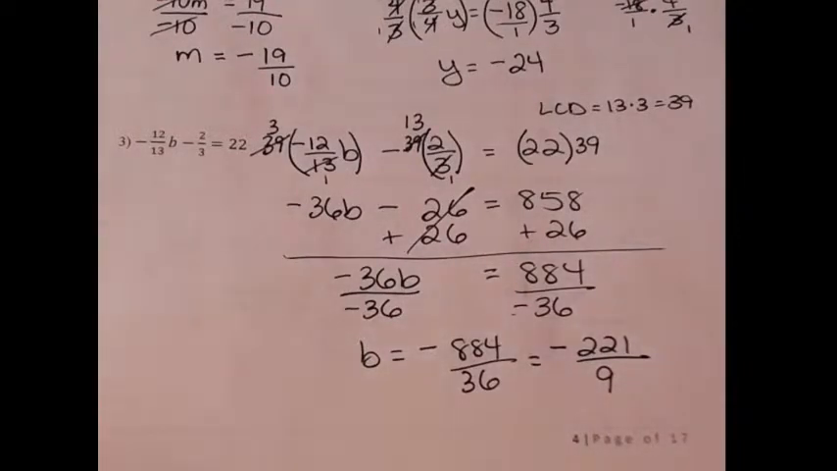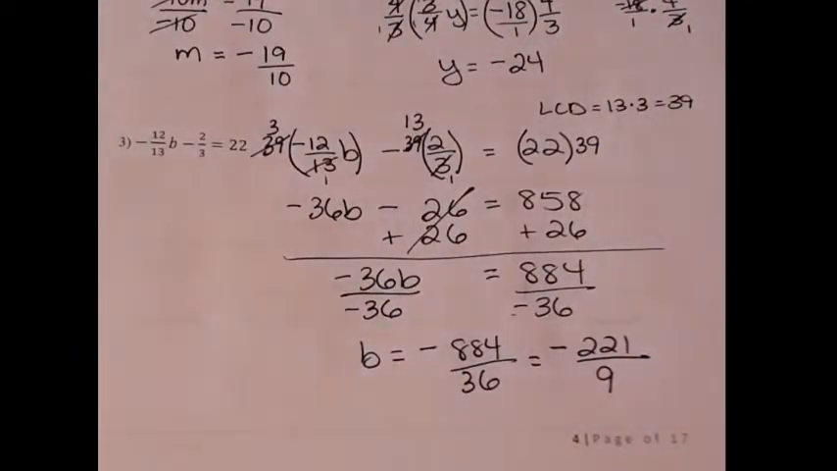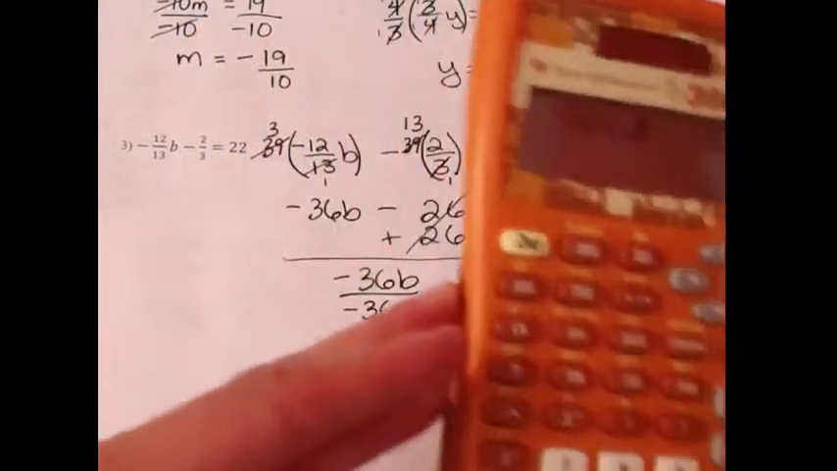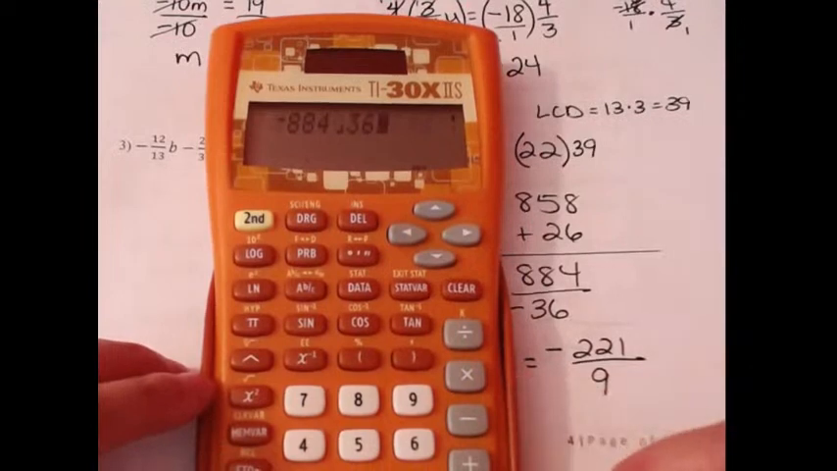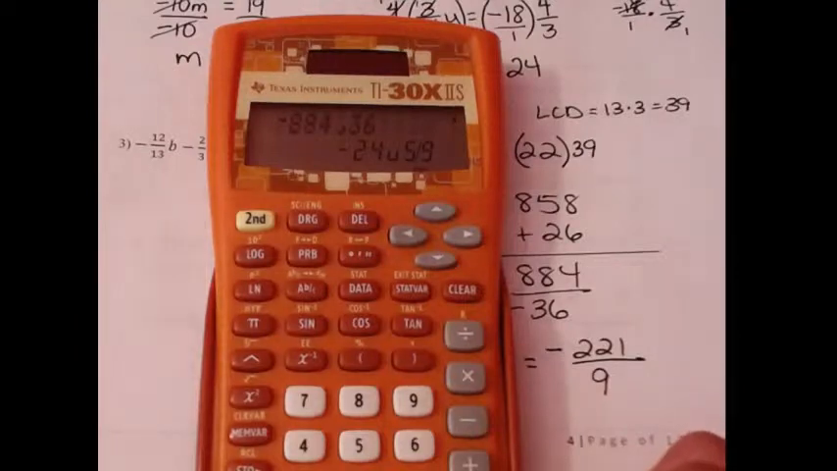Okay, so what I'd like us to do is leave our answer in improper fraction form. So Hannah, your answer is correct, but I'd like you to leave it in this form. Leave it in improper fraction form. Let me show you something with the calculator. So let's say that you took the negative 884 and you press ABC 36, then you press enter. And you get negative 24 and 5 ninths. That's okay, Hannah. So negative 24 and 5 ninths. But we want improper fraction form.